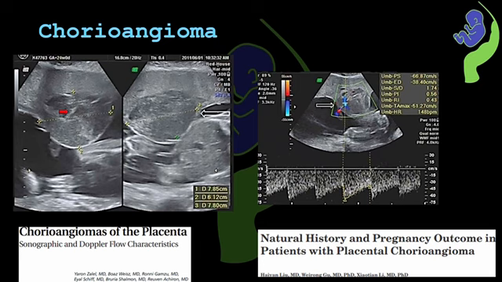Small chorioangiomas are typically incidental and asymptomatic, while the clinical manifestation becomes significant when the tumor size is large, generally more than 4 or 5 centimeters according to various literature. While these small tumors are seen within the parenchyma of the placenta, the larger tumors tend to protrude from the surface of the placenta into the amniotic cavity.